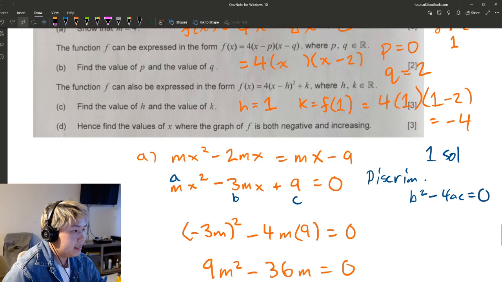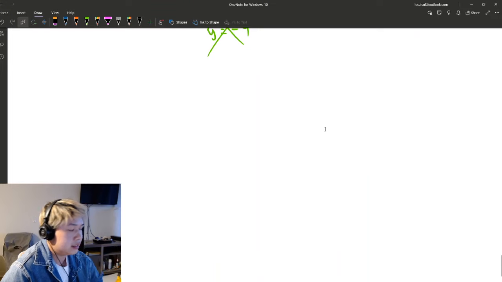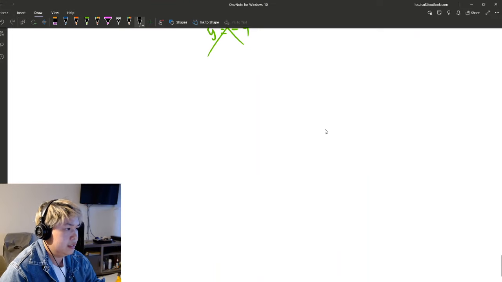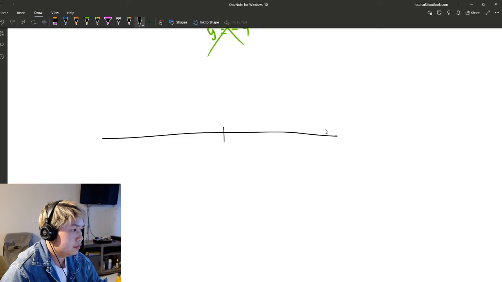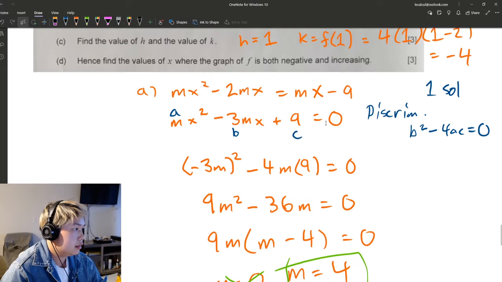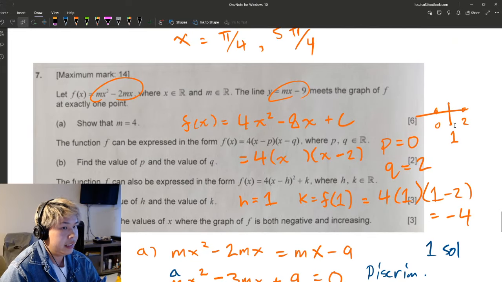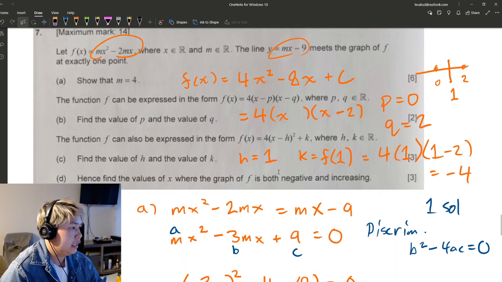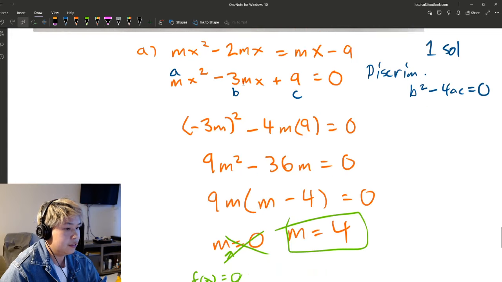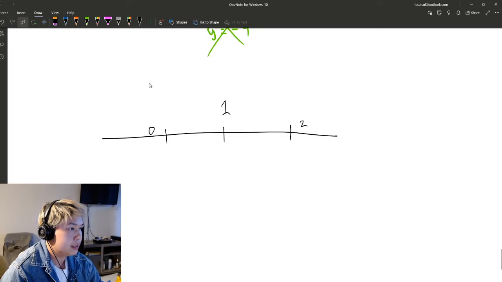Okay. Hence, find the values of x where the graph is both negative and increasing. Okay, so now that we know what this graph looks like, very roughly, it has two x-intercepts at 0 and 2. We have a vertex at 1 and negative 4. And then also the leading coefficient here is positive 4. So we know this parabola opens upward.